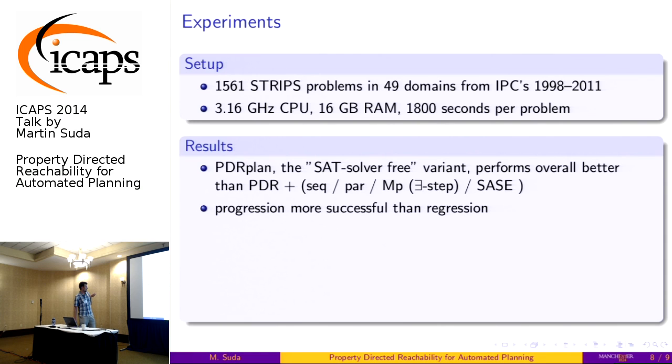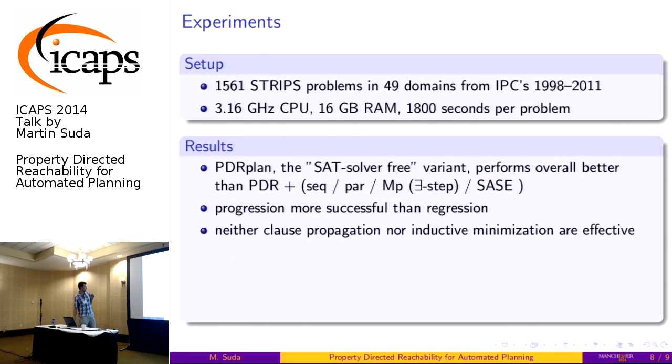I've discovered that progression in this setting is more successful than regression, which is kind of contrary to what the experience from model checking is. But this can be explained by the fact that in model checking they are using this algorithm mainly to find unsatisfiable or unsolvable instances, which means that the system is bug-free, whereas here we are interested in finding plans.